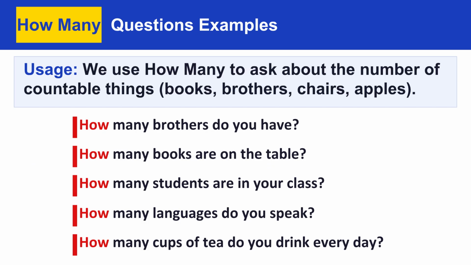WH question, how many? Usage, we use how many to ask about the number of countable things. Countable things are things we can count, like books, brothers, chairs, apples. How many examples? How many brothers do you have? How many books are on the table? How many students are in your class? How many languages do you speak? How many cups of tea do you drink every day?